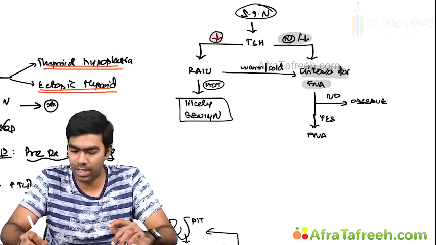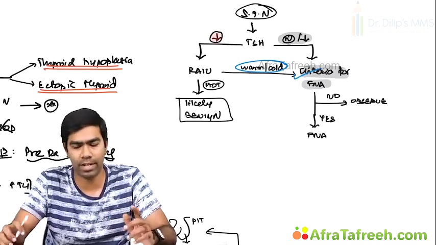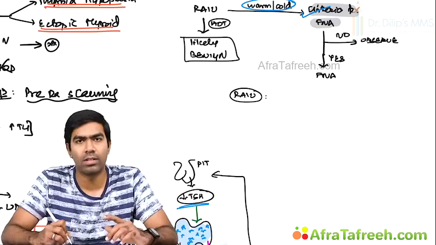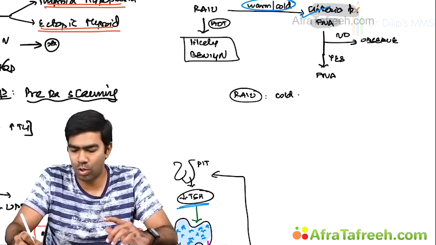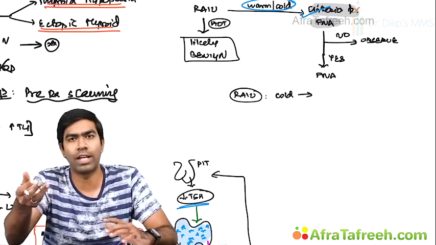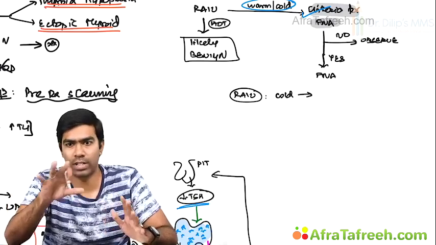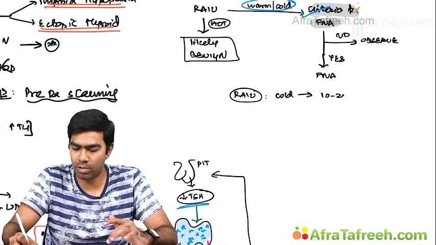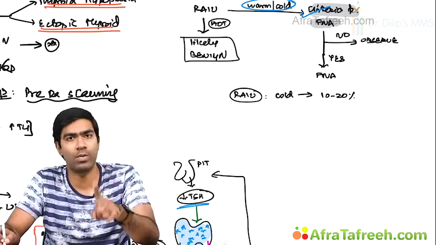So here you can see in uptake scans, warm and cold means actually you are checking for the criteria for FNA. What I'm trying to tell is, in a radioactive iodine uptake, if you encounter a cold nodule, which means the nodule is going to take up less iodine compared to the surrounding, it looks cold, or that area will look washed out. So if that is the case, the risk of malignancy is approximately 10 to 20%. If you encounter a cold nodule, the risk of malignancy is 10 to 20%, very high.